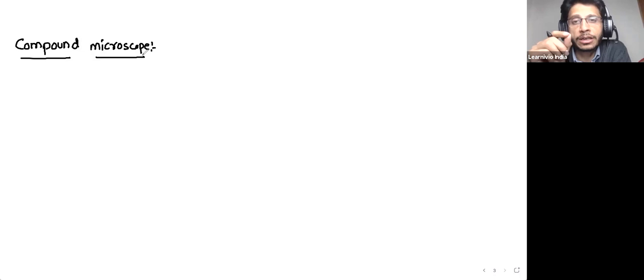But if you want to see bacteria, or the organelles of the cell, then a simple microscope will not work. You need something which has higher magnifying power, something which can magnify your image 1000 times. Magnifying 1000 times means if the size of the object is 1, then the size of the image that this instrument will produce will be 1000. So to magnify such images, you need something else, which is the compound microscope. So what is a compound microscope?